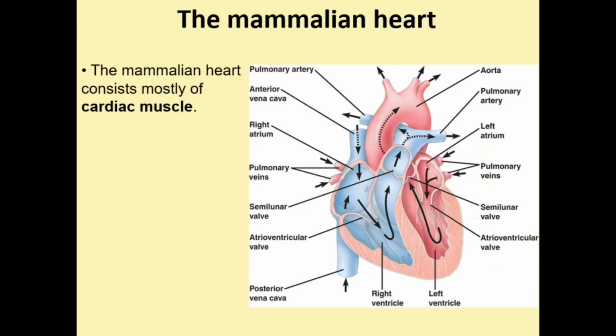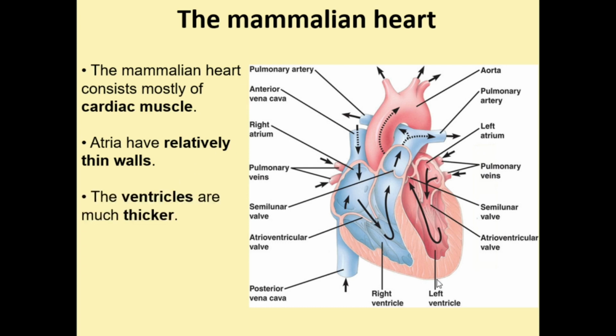So here we can see a close-up of the mammalian heart. As I've mentioned previously, it's made up of mostly cardiac muscle. If you look at the walls here, you can see the atria, so up here we can see the right atrium, and then over here we've got the left atrium. And you can see how the walls here are quite thin, and that's because they're not having to pump blood over a great distance. They're literally just contracting and moving blood into the ventricles.